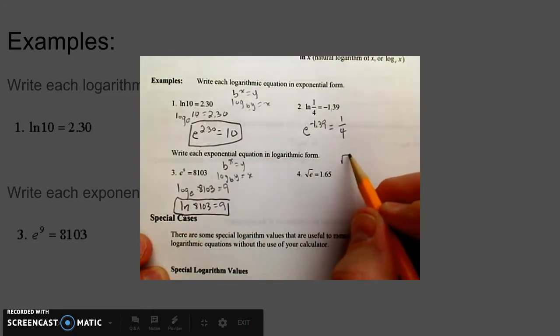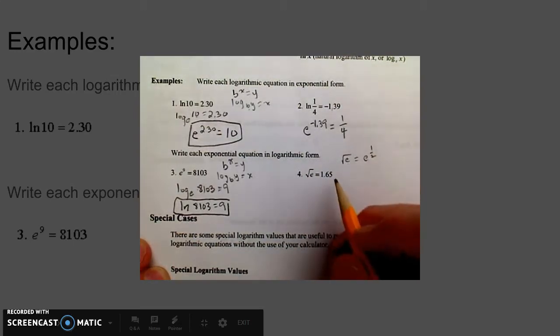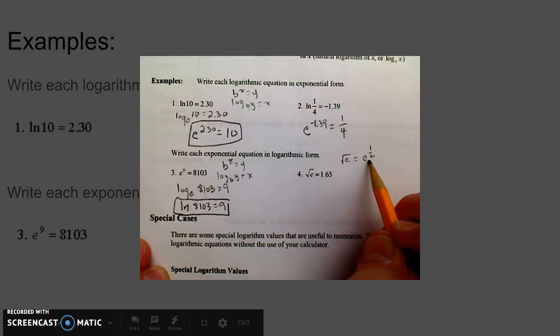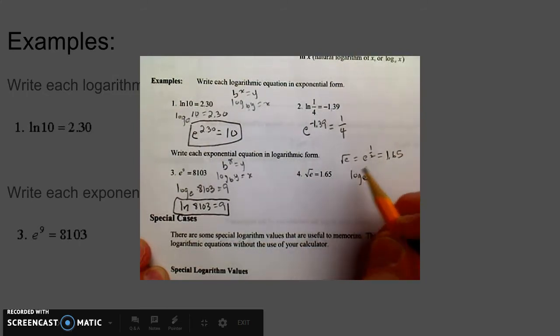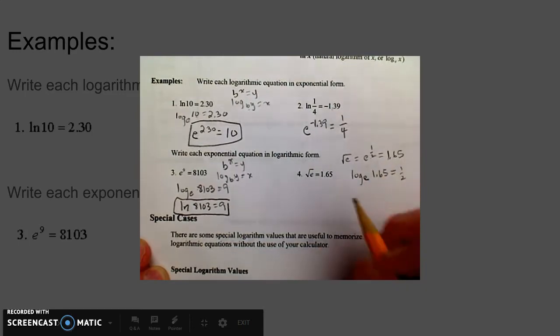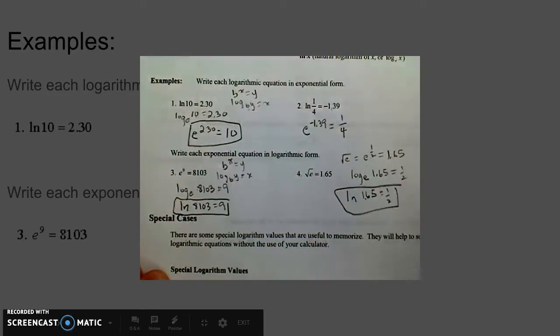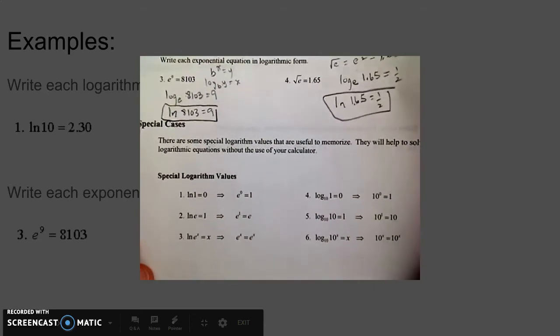Similarly, remember that a square root radical can be written as a fractional exponent. The square root of e is e to the 1/2. So now we have an exponent: e to the 1/2 equals 1.65. So b to the x equals y. I want log base b, which is e, of y, 1.65, equals the exponent 1/2. So natural log of 1.65 equals 1/2. So that's converting back and forth with natural logs between the log expression and the exponential equation.